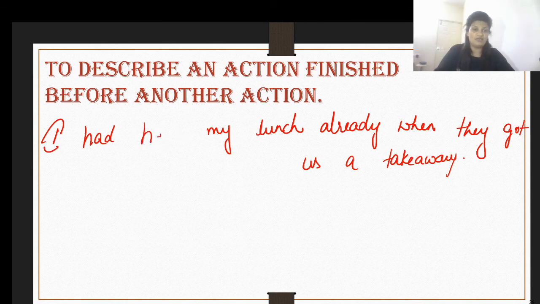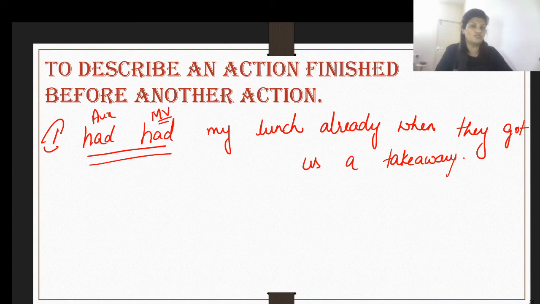If you remember well, I had told you that had also can be used as your past participle. So here, if you take a look at this sentence structure, I had, there is a repetition of had over here. This is not incorrect. This is perfectly correct. Here this is your auxiliary, and here this is your main verb. Remember, I told you that auxiliaries can also function like main verbs. So here, the auxiliary had is functioning like our main verb. Therefore, this usage is correct. There is no mistake over here. I had my lunch already when they got us a takeaway.